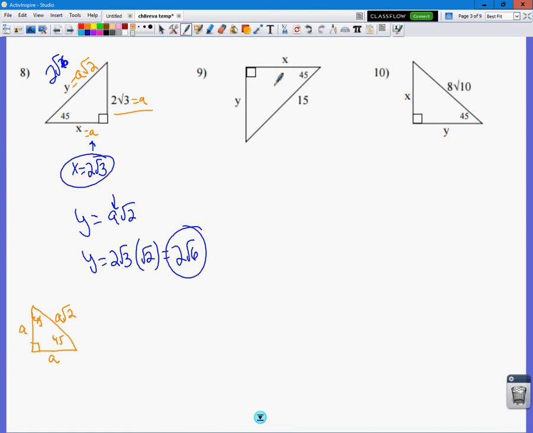Across from my 45, we put equals A. Whatever x is, y is going to be the same. And across from the 90, I put A square roots of 2. There's my equation. A square roots of 2 is equal to 15.